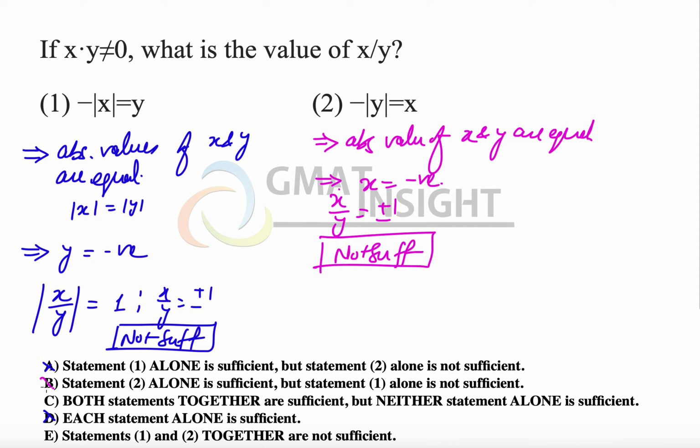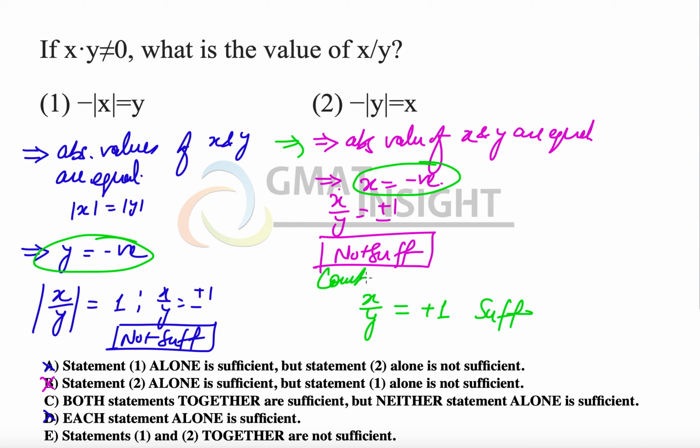But now we can clearly see that the moment we combine the two statements, we know that x is negative, we also know that y is negative, and we know that their absolute values are equal. That means after combining the two, x over y has to be equal to plus 1. Therefore the two statements together are sufficient to answer the question, but the statements individually are not sufficient, and hence the answer to the question becomes option C.